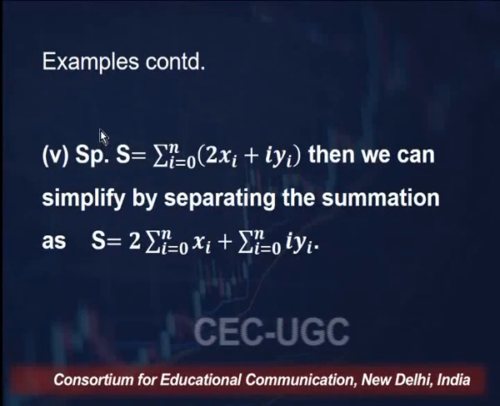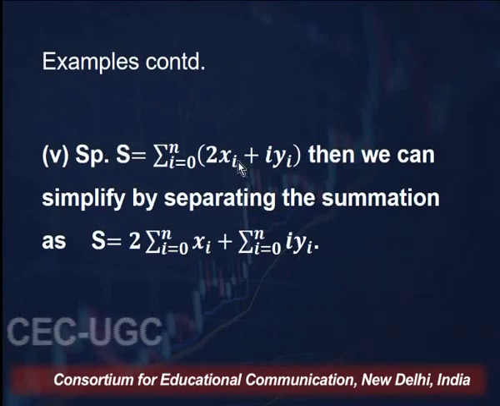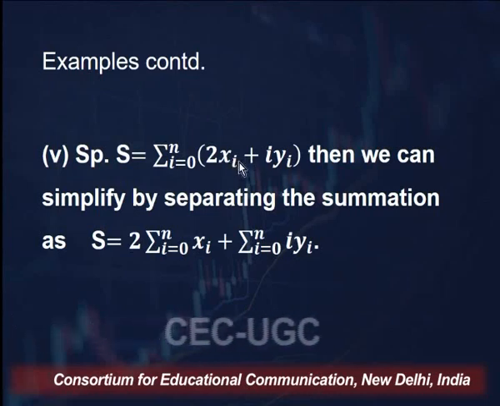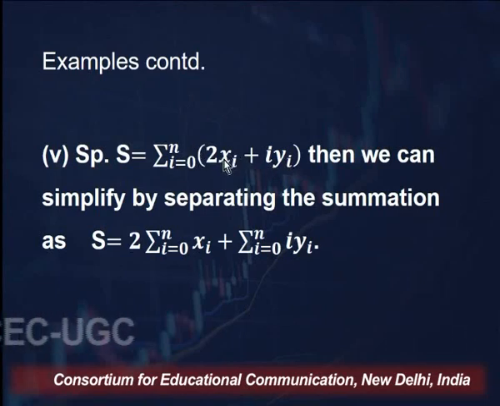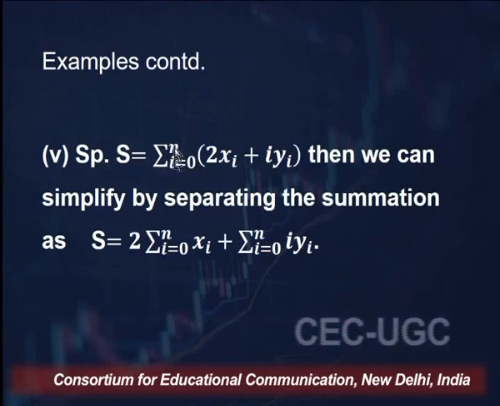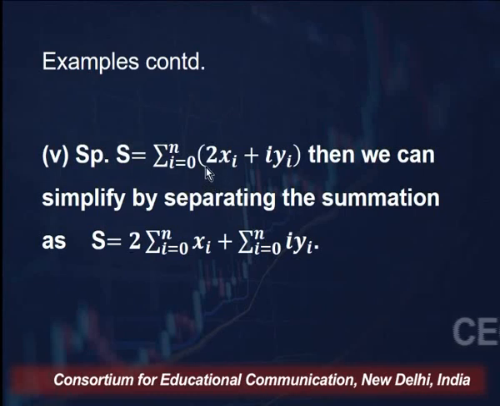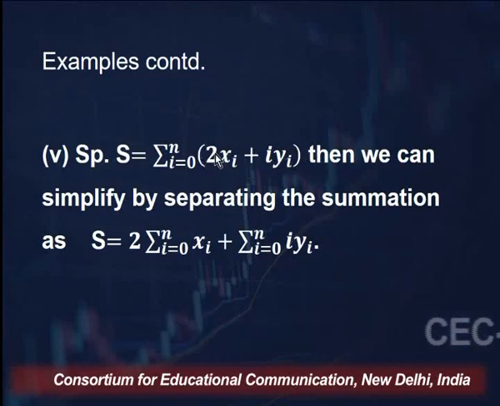Similarly, I can go to one more example. Suppose I have S, and now I can always have terms involving more than one variable. So, here suppose we have xi as well as yi. What are we going to sum? We want to sum 2xi plus i into yi over the range i equal to 0 to n. So, that means there are n plus 1 terms here, starting from i equal to 0 going up to n, and the expression has 2xi plus i into yi, which I have to sum.